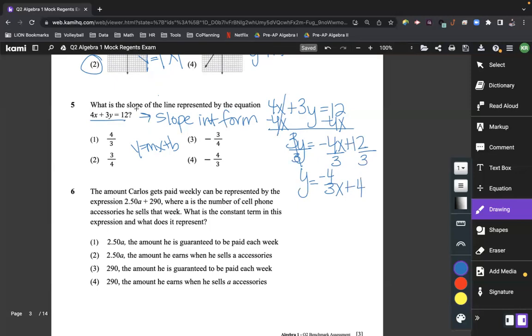So it says, what is the slope of the line? I can't find the slope until it's in slope-intercept form. My slope is negative 4 over 3, which means my answer choice is 4.